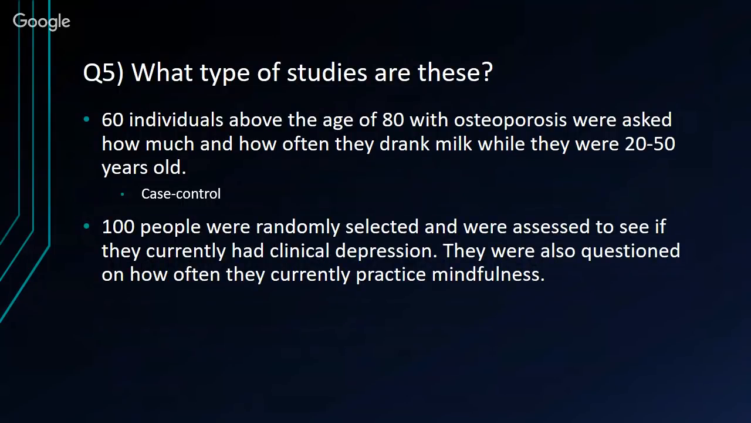So you're finding people with the disease currently and then asking them about their previous risk factors. So 100 people were randomly selected and assessed to see if they currently had depression. They were also questioned on how often they currently practice mindfulness. What kind of study is that?